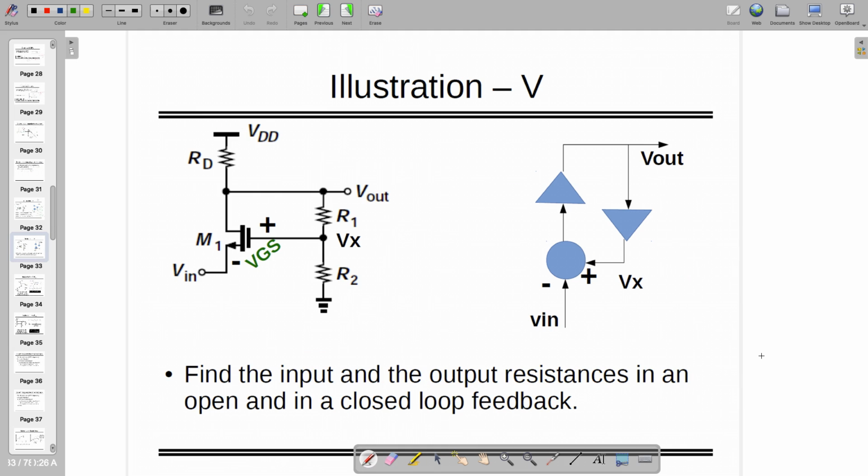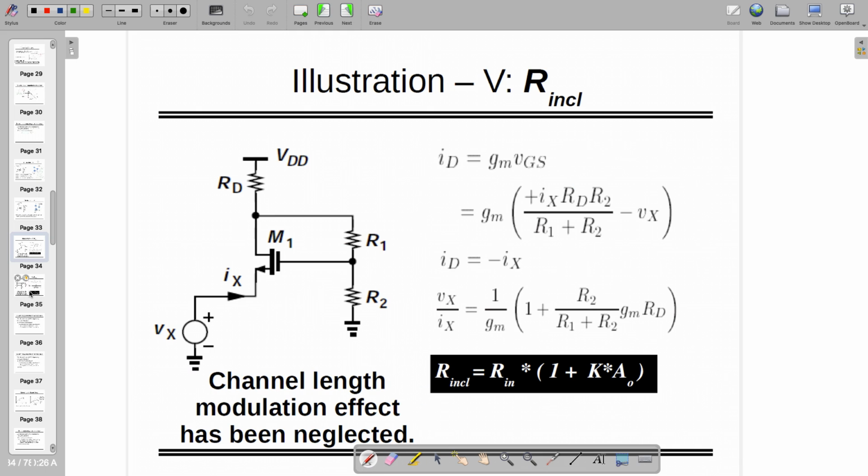Now, the next question is, which is more important over here: find the input and the output resistances in an open loop and in a closed loop feedback. So let's start with this.